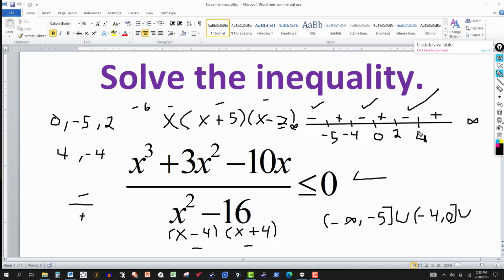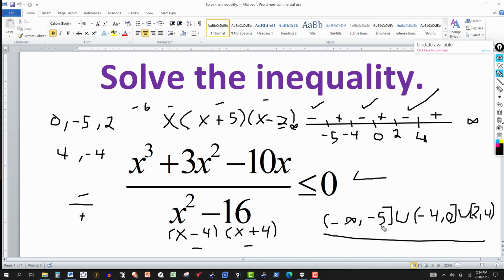And then between 2 and 4. So let's put a 2 and 4. 2 makes the numerator 0, so that's included. So I need a bracket on this one. 4 makes the denominator 0, so we don't want to include that one. So we put parentheses on this one. So this is your solution in interval notation.